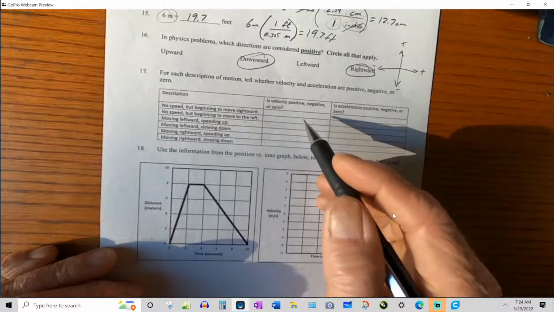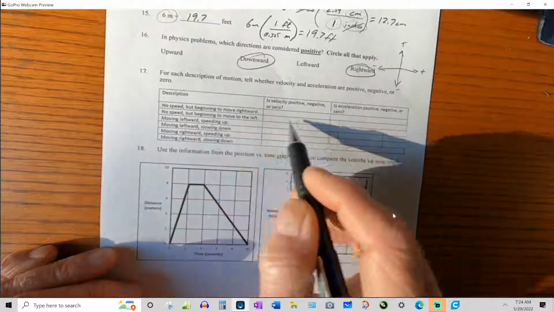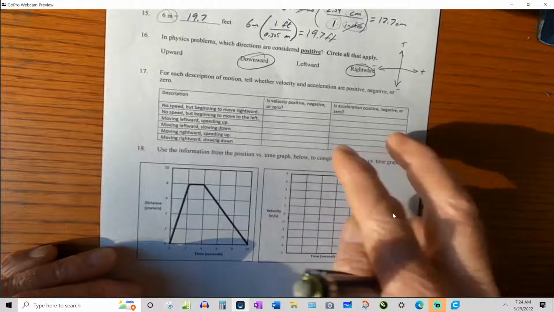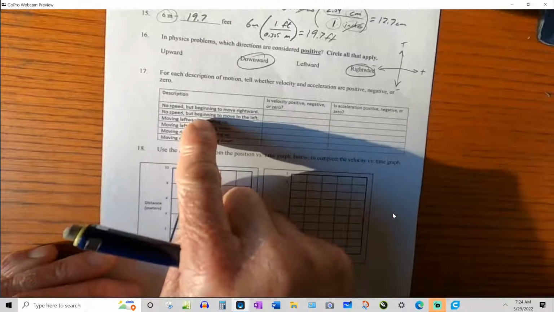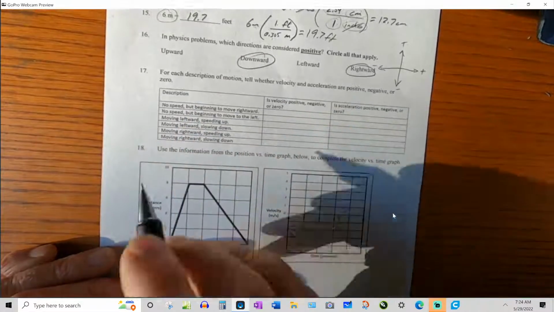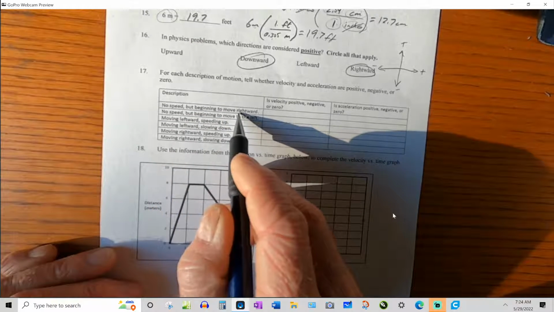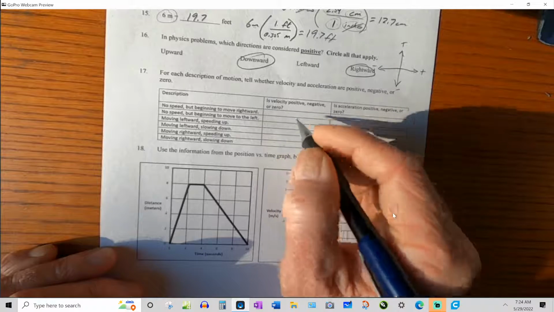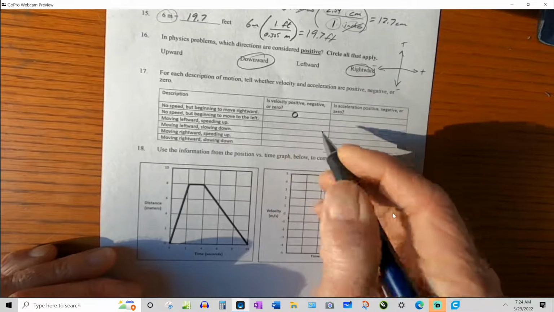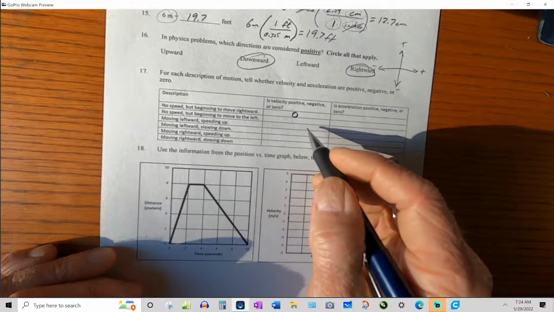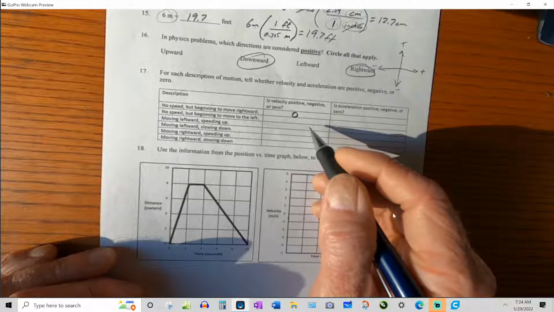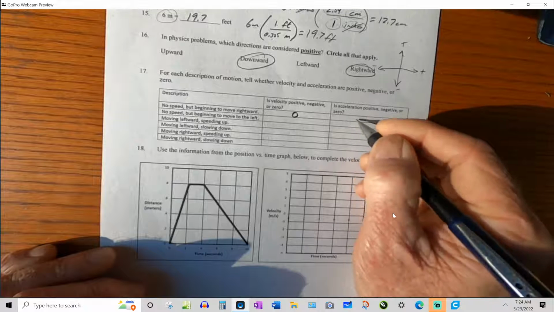All right, so let me just start out with these. This is a little backward from the way I usually do this. I might give you these two things and you have to match them to those, but here I'm giving you these and you have to generate these. No speed, but beginning to move rightward. If you have no speed, then you have no velocity. Velocity is 0. And if you're starting to move to the right, then you're gaining positive velocity, so your acceleration is positive.